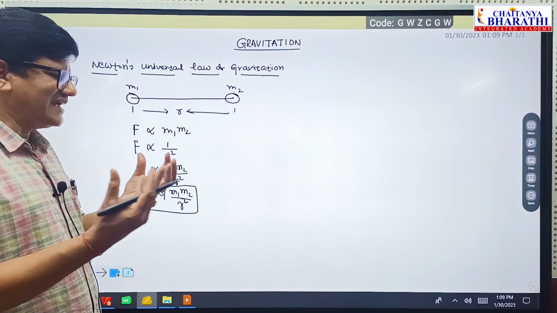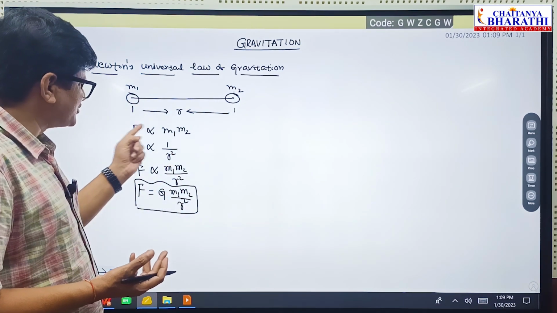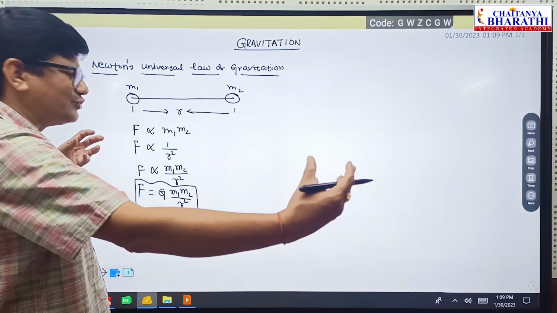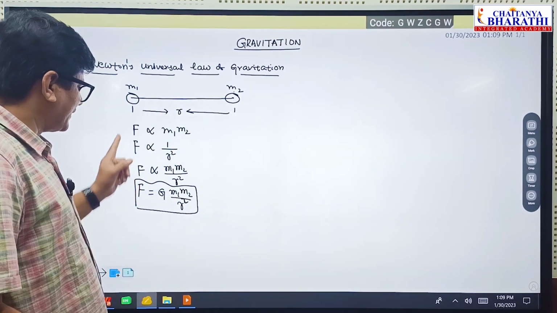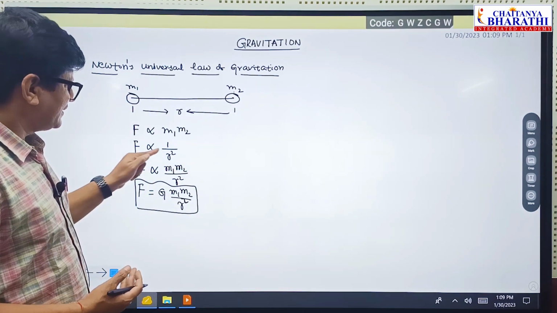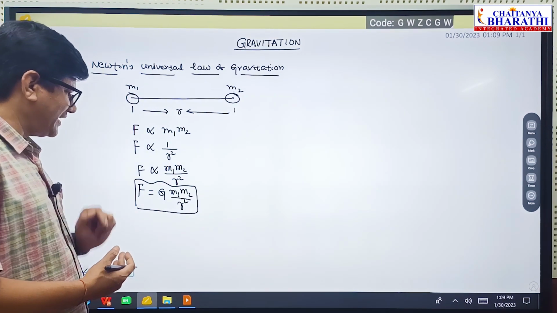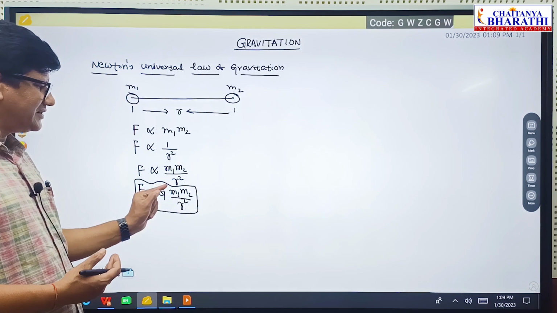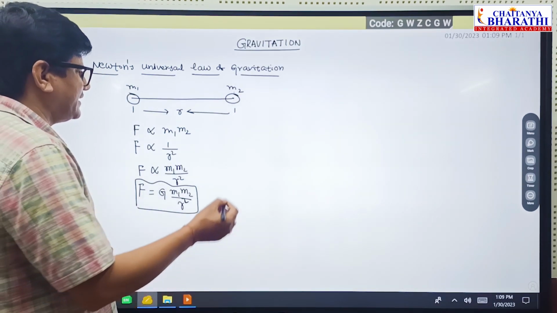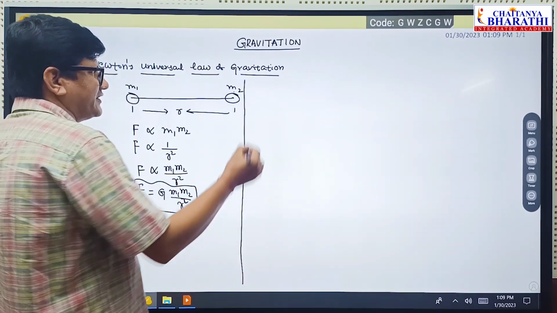Means if the masses increase, force also increases, and if the distance between the two masses increases, force decreases. F is inversely proportional to r square. So the final expression is F equals capital G m1 m2 by r square. Here capital G we call the universal gravitational constant.